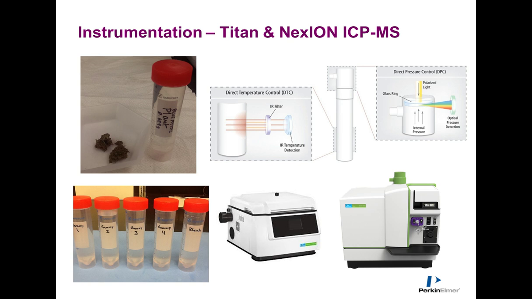The instrument in the middle is the microwave digester, and then the instrument on the right is the ICP-MS. This is a fairly well-known method for cannabis and hemp, and sample throughput can be as quick as 60 to 90 seconds.